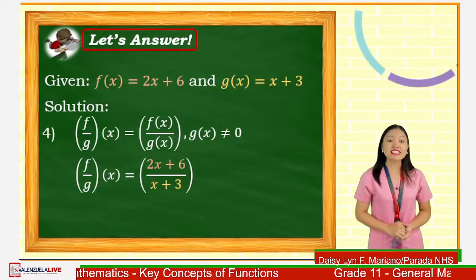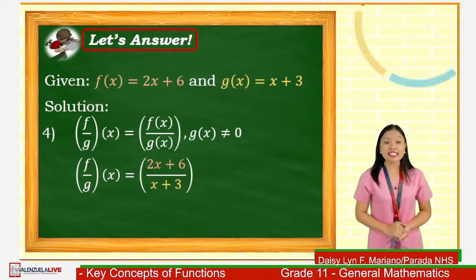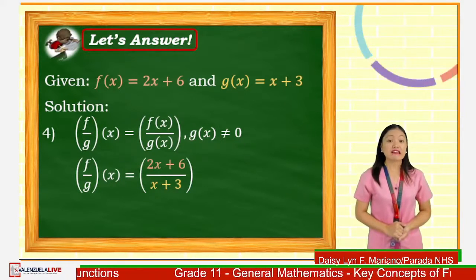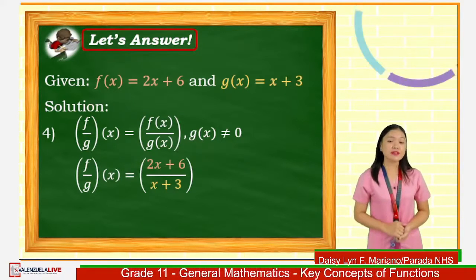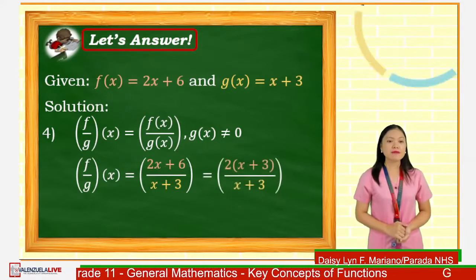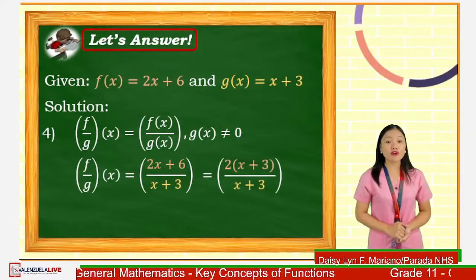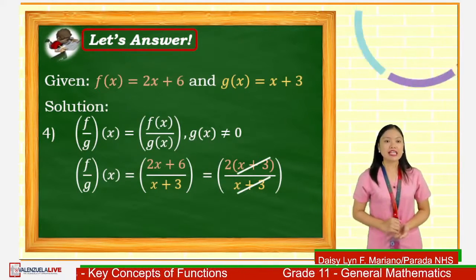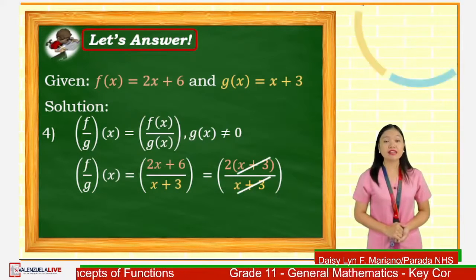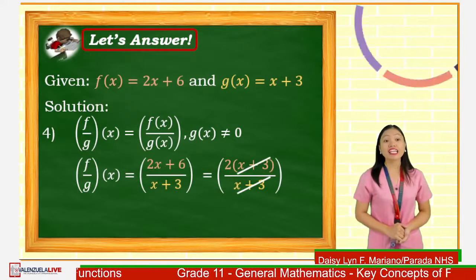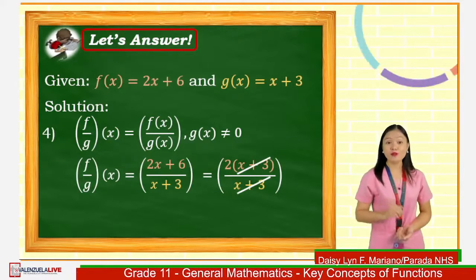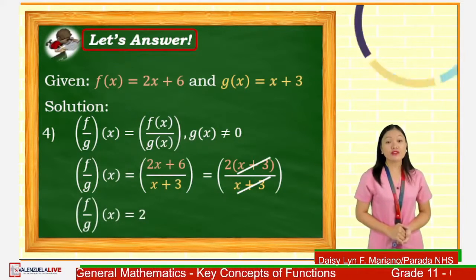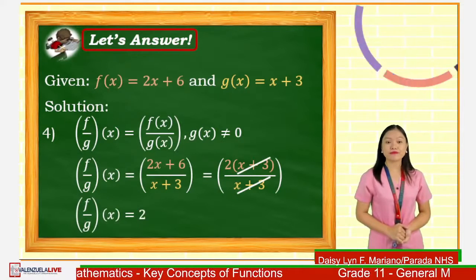Yes, it is factorable. And its factors are 2 and quantity x plus 3. So this can also be written as 2 times quantity x plus 3 over x plus 3. x plus 3 in the numerator and x plus 3 in the denominator are equal to 1. So, the final answer is f over g of x is equal to 2.